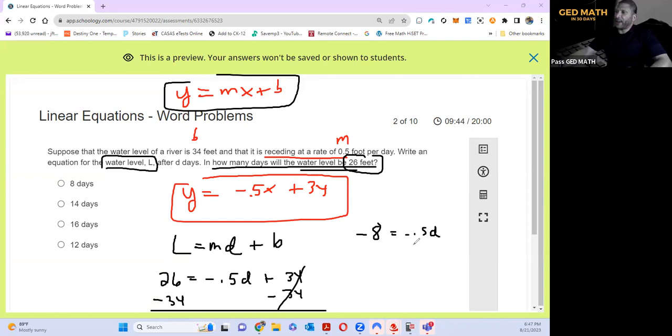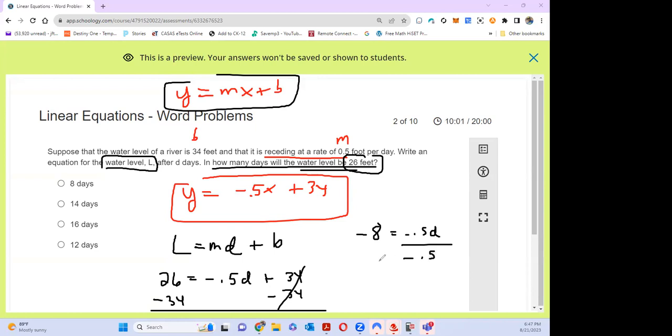In order to get D by itself, what do I need to divide by? Negative 0.5. Say it again. You have to divide by negative 0.5. Yes, negative 0.5. So whatever we do on one side, we do to the other.